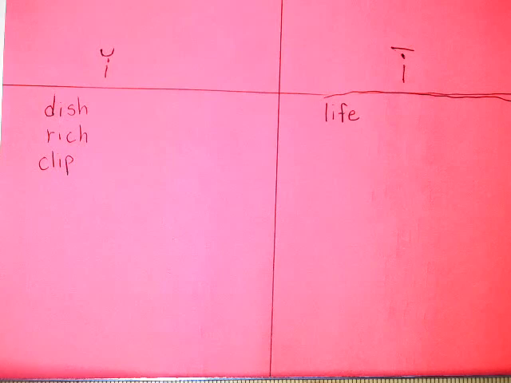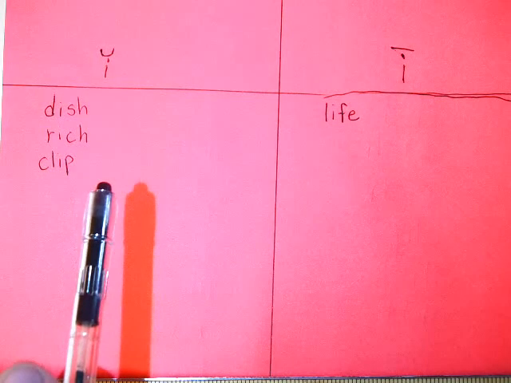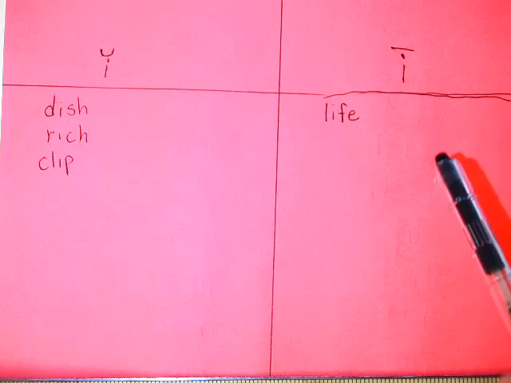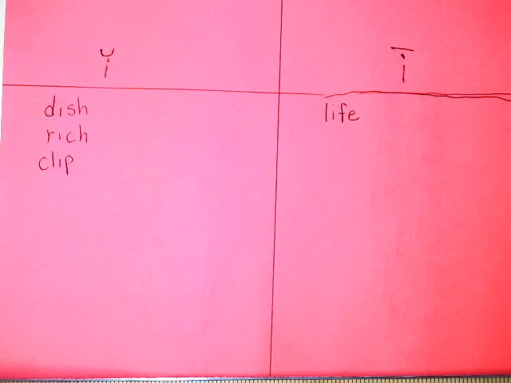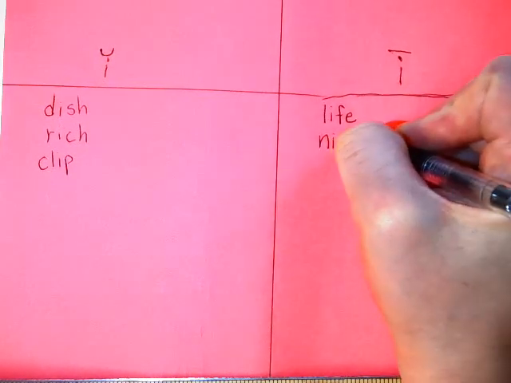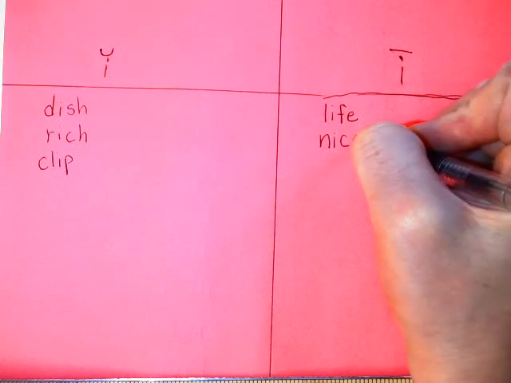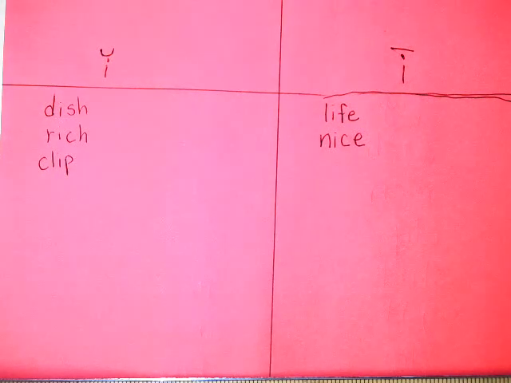Your next word is nice. Nice. If you hear I in nice, you should write it here. Give it a try. It should go right here. N-I-C-E. And look at that bossy E on the end again. It tells that I what to do. Makes it say its name. Whether the E wants to or not, doesn't matter. Whether the I wants to or not.